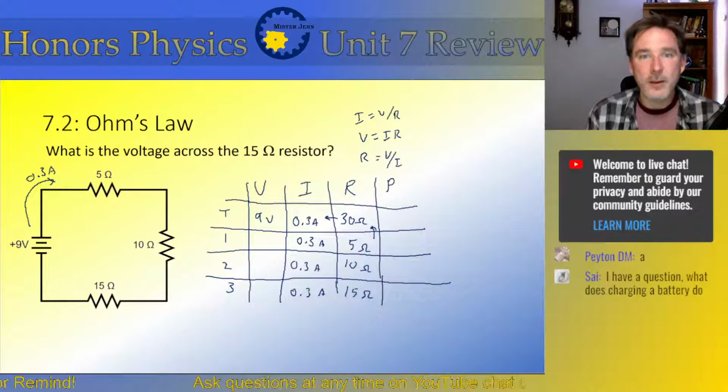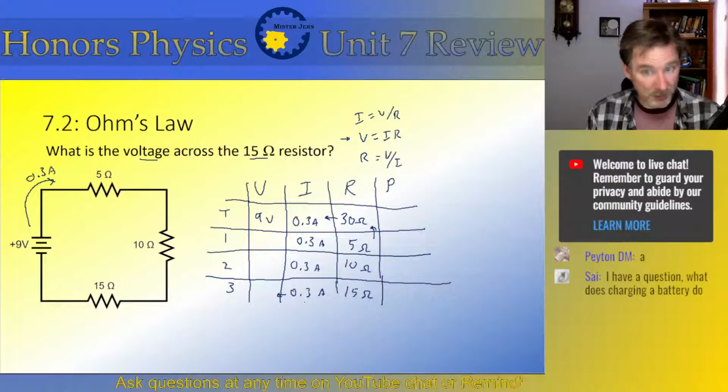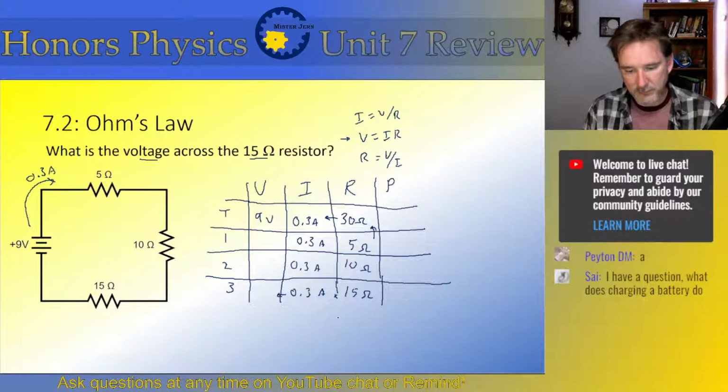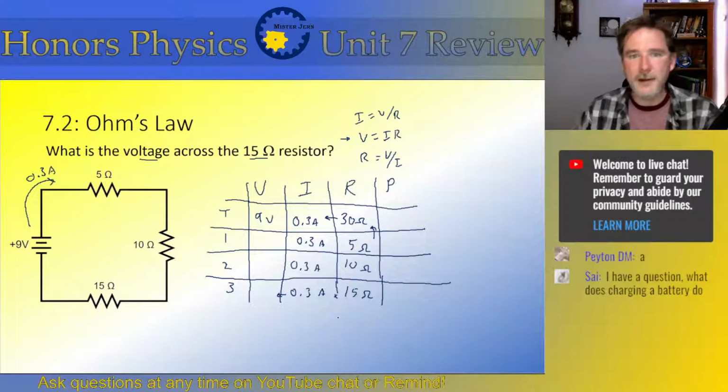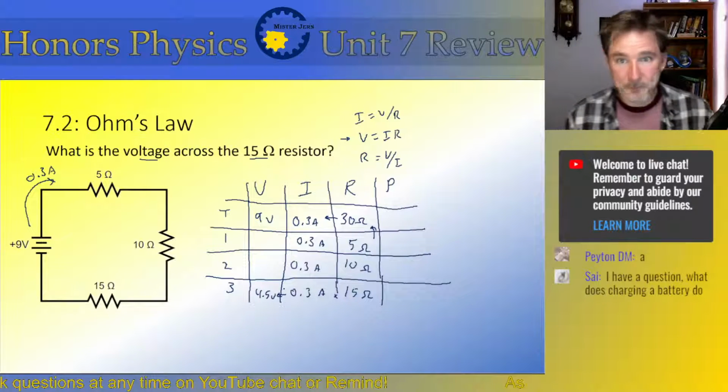Okay, now we want the voltage across the 15 ohm resistor. All right, so for now, I'm just going to skip straight to the question I need. Voltage is I times R. So I'm going to multiply 0.3 times 15, which is 4.5. Okay, 4.5 volts. So that's how you do it.